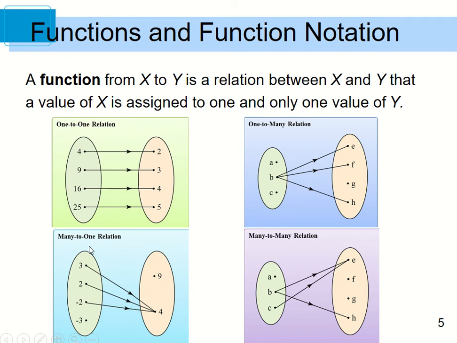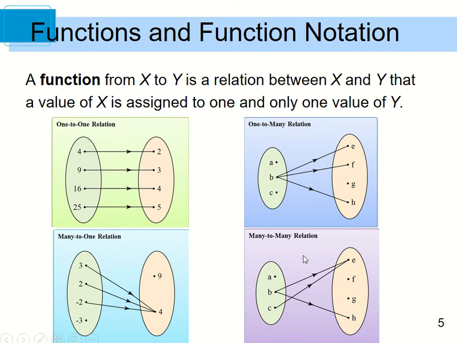Now the second type of relation is called many-to-one relations. Now as we can see here, right, many elements in set X are related to one element in set Y. So we call this many-to-one. Now the third type of relations is one-to-many relations. Okay, so you can see here, one element in set X is related to many elements in set Y. So we call this one-to-many.